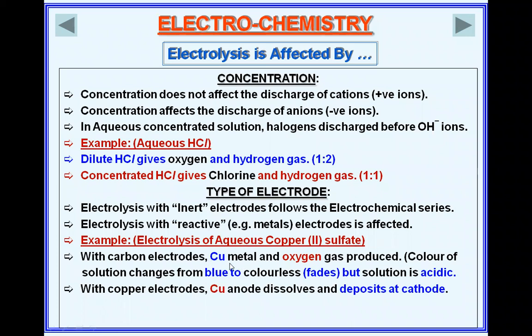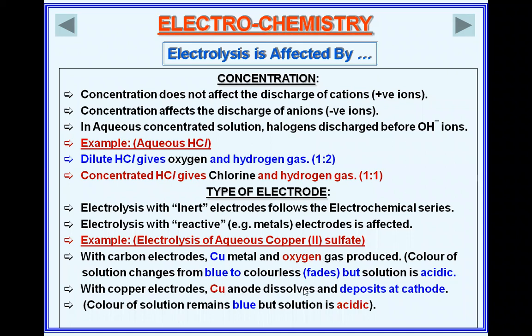There is no effect of concentrated or dilute aqueous copper sulfate. Hydrogen ions cannot displace copper because copper is below hydrogen in the reactivity series, so it is less reactive. It can accept electrons more easily than hydrogen. So copper metal is deposited at the cathode in both cases, even if copper active electrodes or inert electrodes are used. The anode dissolves in this case, while with the carbon electrode, oxygen gas is produced due to the migration of hydroxide ions to the anode.